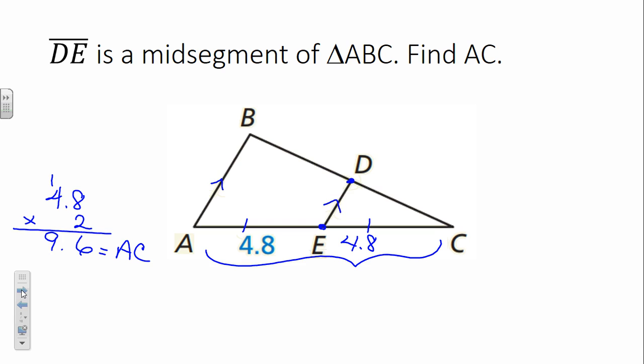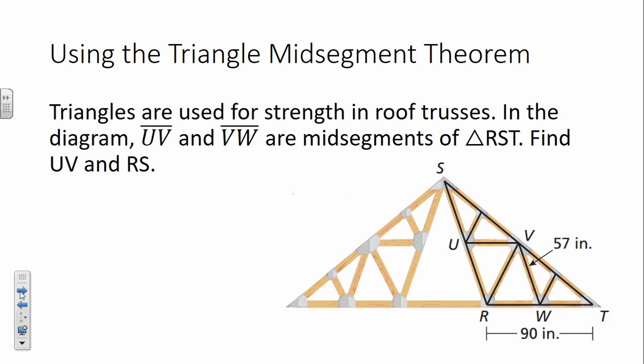All right. Assignment. Nope, one last thing. Okay? So here's how we use these in real life. Have you ever seen a house being built or a building being built? You've seen the trusses? Okay? That's a truss. And so we use, obviously, triangles for strengthening in a roof. We want it to be able to handle problems with wind and problems with snow. All right, so in this diagram, UV and VW are both midsegments in triangle SRT.